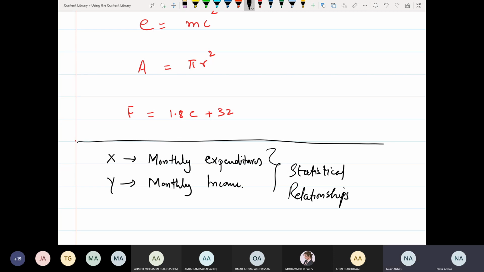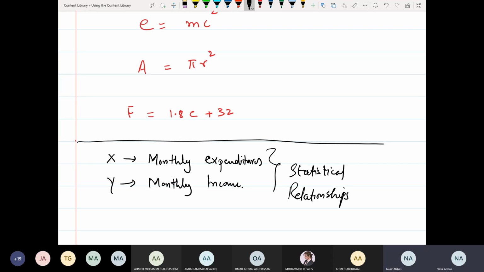And how do we do that? We do what we do in statistics. We collect some data, and based on that data, we try to estimate the line. We try to estimate the relationship, because we cannot have the exact relationship, so we come up with an estimated relationship.